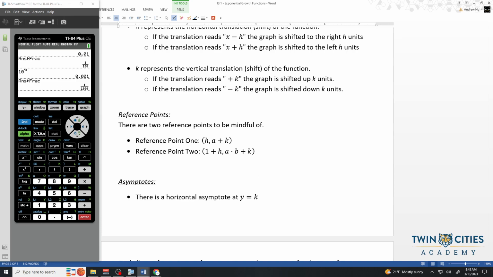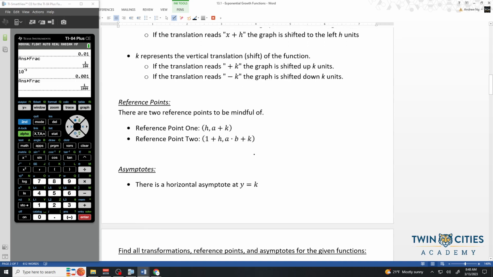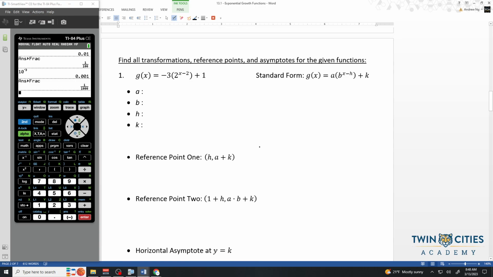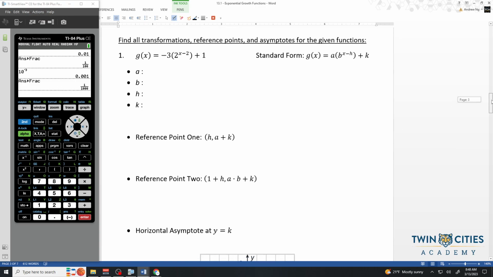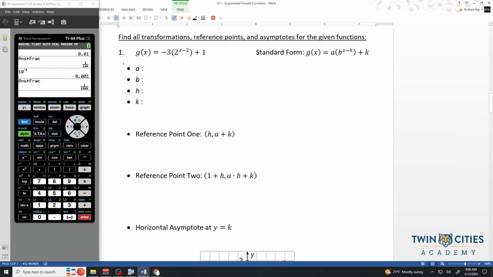So the first thing I want to do is let's use these to find different transformations, reference points, and asymptotes for the given function. Let's start off with g of x equals negative 3 times the quantity 2 to the x minus 2, and then plus 1 at the end. Remembering that standard form is the following. g of x equals a times b to the x minus h, and then plus k at the end. So first identify a, b, h, and k.